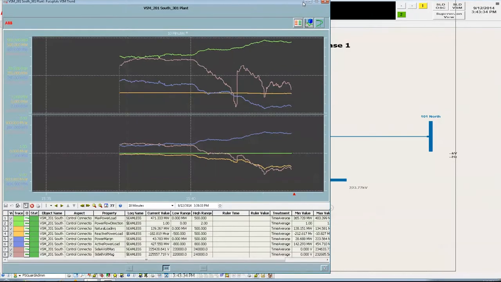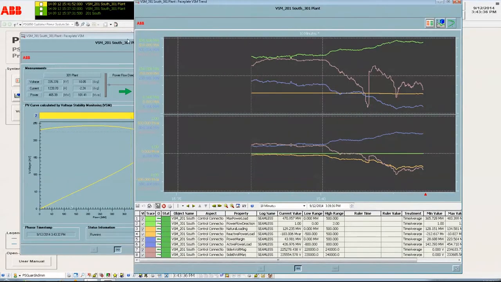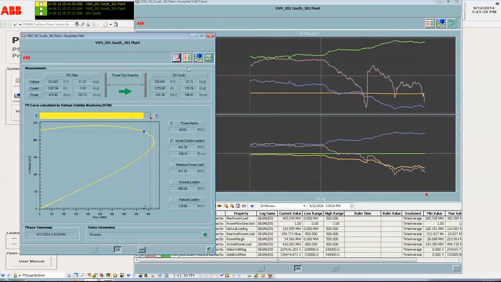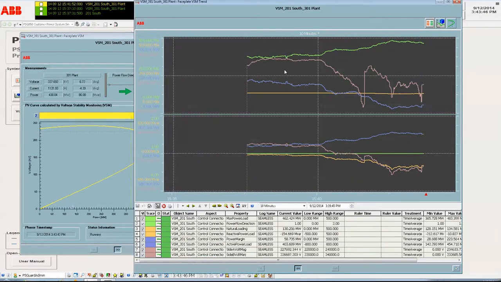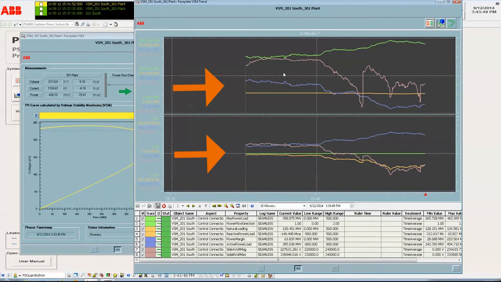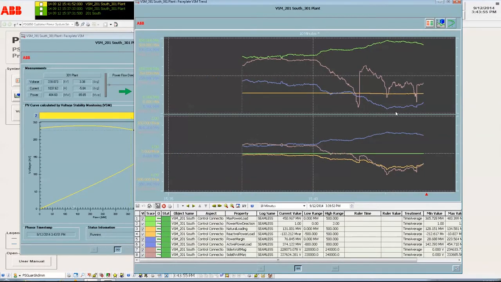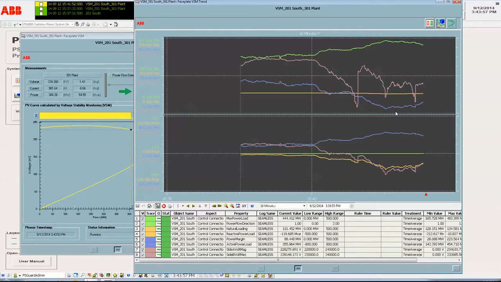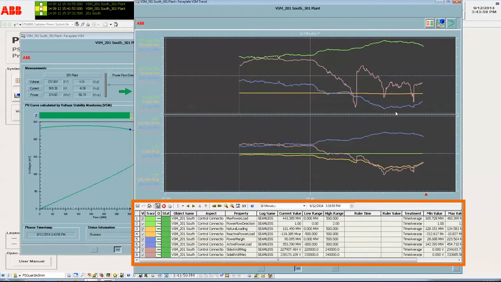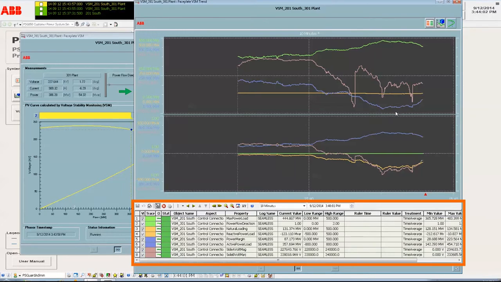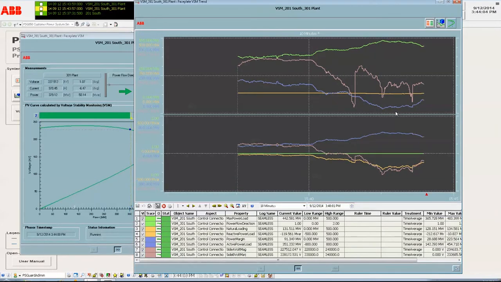The faceplates are completely independent, so the user can see the PV curve and the trend display at the same time. The trend display is now divided in two sections, and the user can configure the measurements that are presented at each section. Each of the measurements represented by different colors can be identified in tabular format at the bottom of the display, like the maximum power load, the voltage magnitude and the power margin.